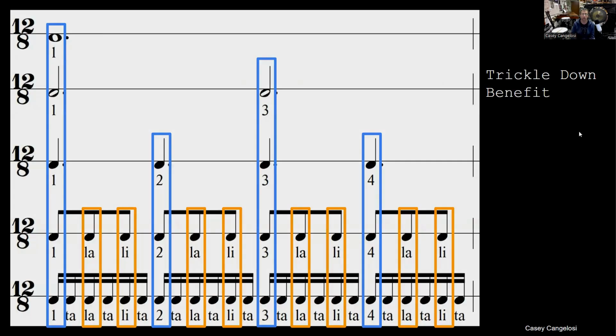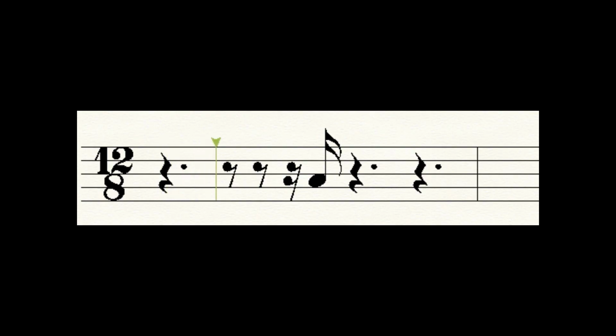And again, you can communicate with each other. Hey, Casey, you're playing that on the la of 2. It's on the li ta of 2. And if I know how to count that, I know exactly where that is. 1 ta la ta lita, 2 ta la ta lita. I can be really precise as to where that is.